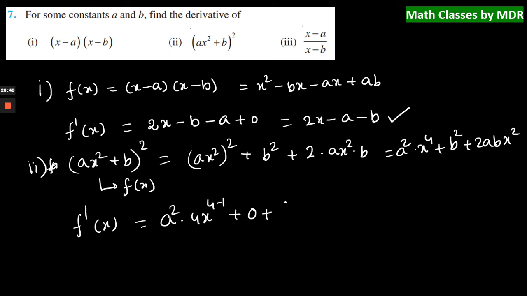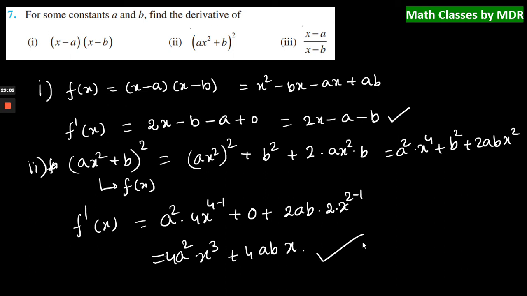B square is 0 because it is a constant, right? For some constant a and b it is given, right? So 2ab into, for x square it is 2 into x to the power 2 minus 1, right? So the final value is a square into 4, that is 4a square x cube, and 2 into 2 is 4, 4ab x. Okay, so this is 4a square x cube plus 4ab x.